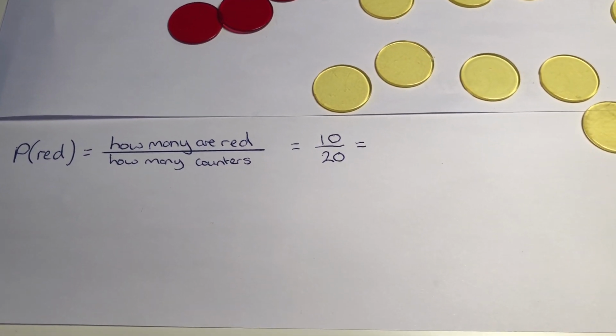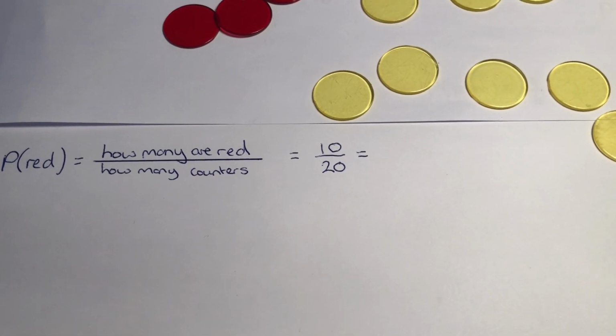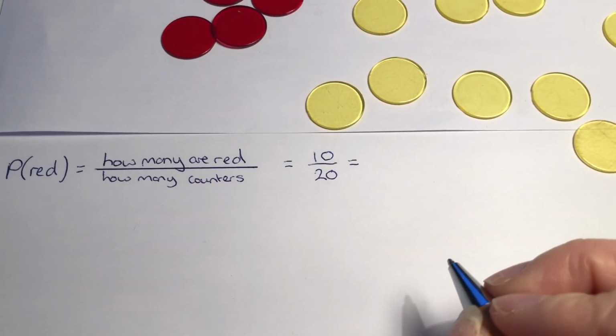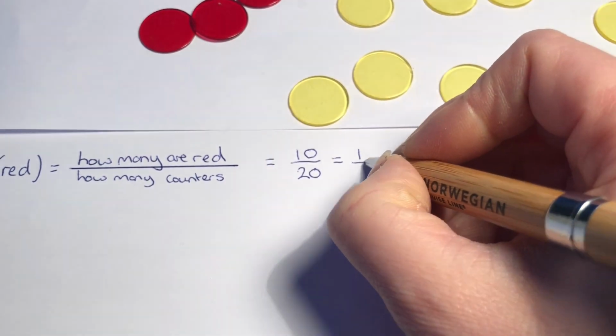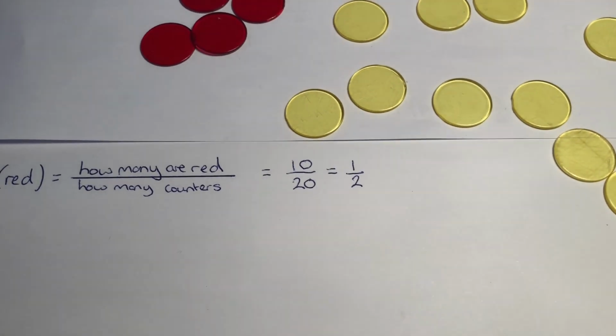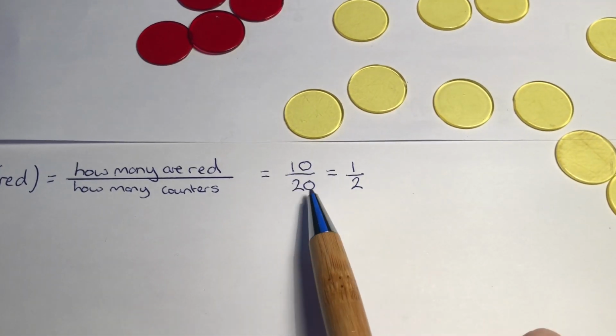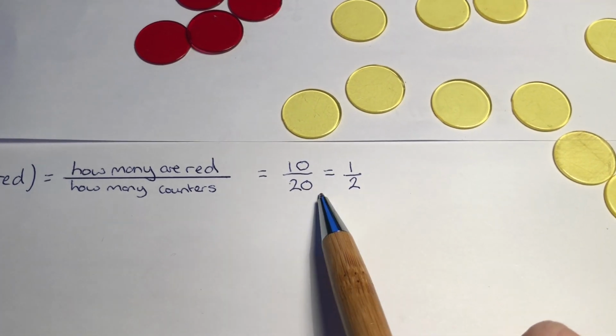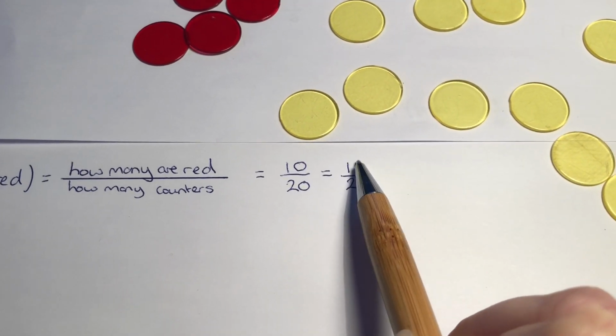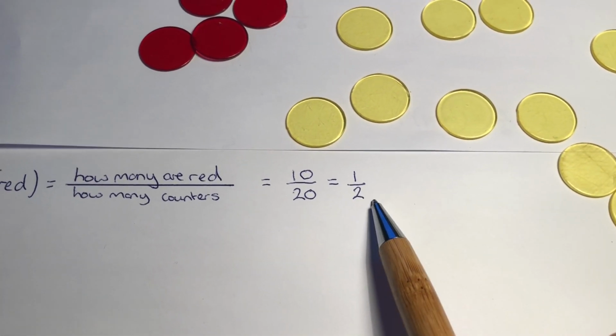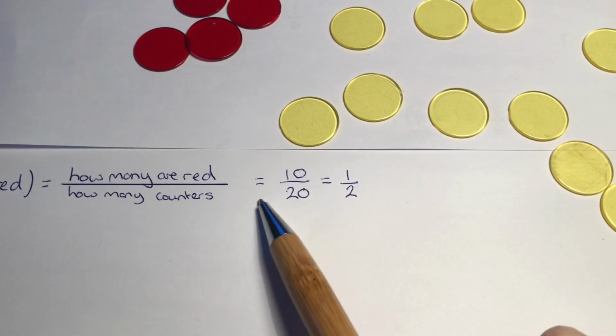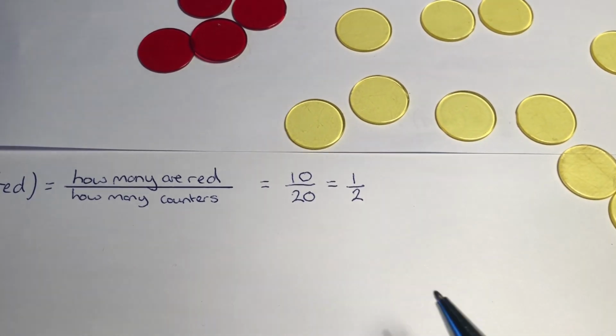Would we leave our answer as 10/20ths? We would cancel it down, and that is 1/2. Both the top and the bottom number can be divided by 10. 10 divided by 10 is 1, 20 divided by 10 is 2, or we can simply see that the bottom number is twice as big as the top.